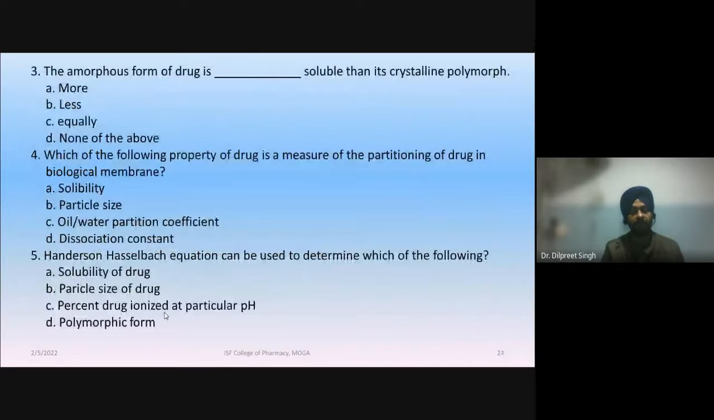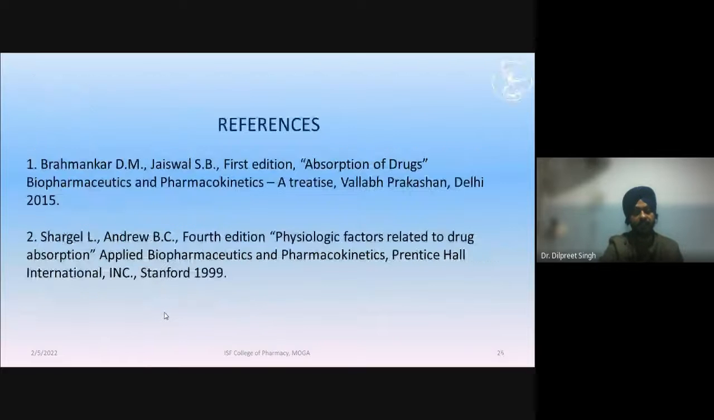The amorphous form of the drug is highly soluble. Basically, the answer is A. Which of the following properties of the drug is a measure of the partitioning of the drug in the biological membrane? Basically, C is the answer, the oil-water partition coefficient. The Henderson-Hasselbalch equation can be used to determine which of the following? Basically, B is the correct answer, that is the particle size of the drug.